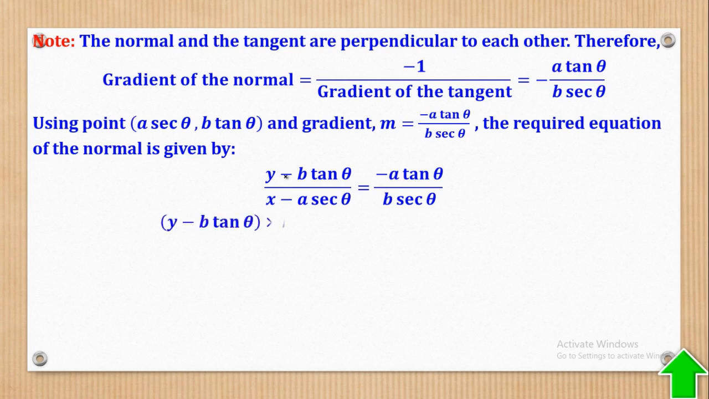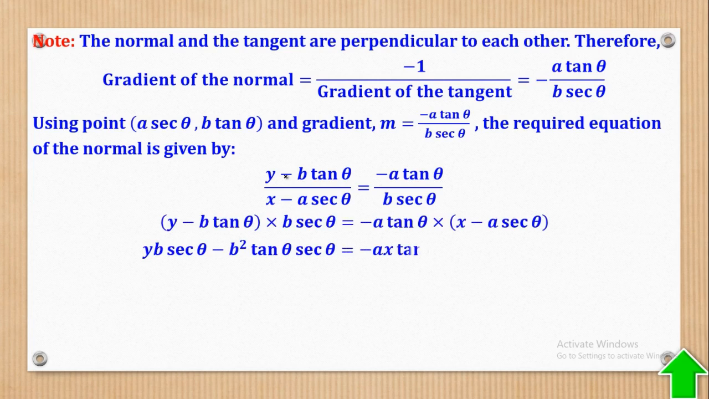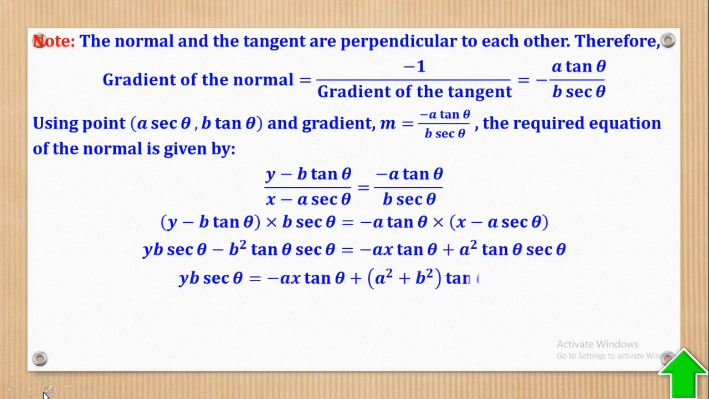So when I cross multiply, I'll come up with this. Open brackets, you'll come up with that. And now from here, this is minus. When it crosses this side, it becomes plus. That is why you see a squared plus b squared. So both have tan theta sec theta. That's why we pulled it out.